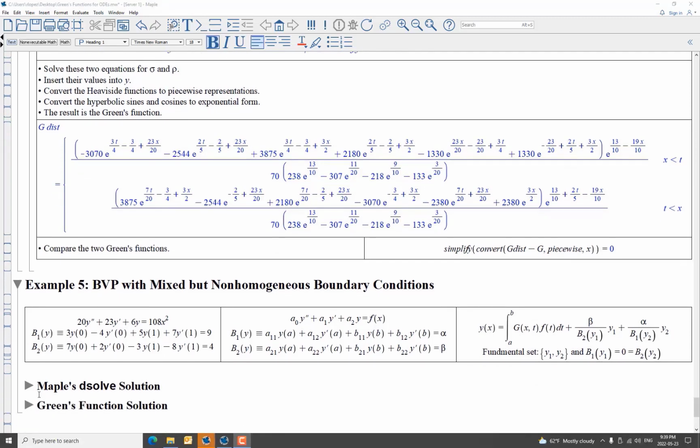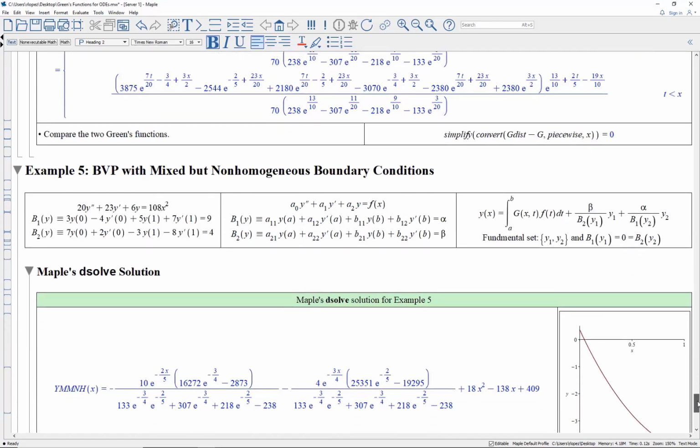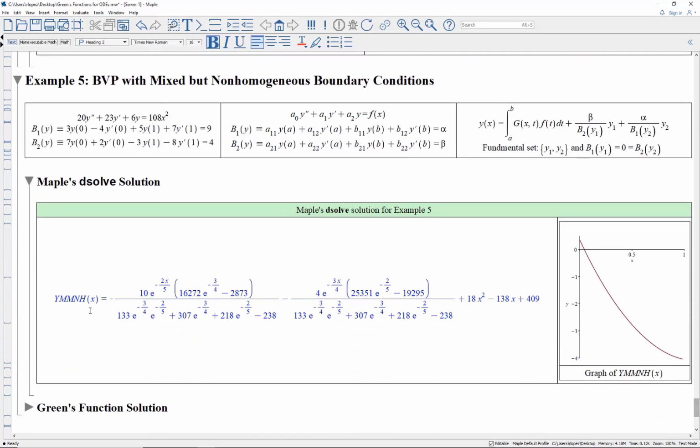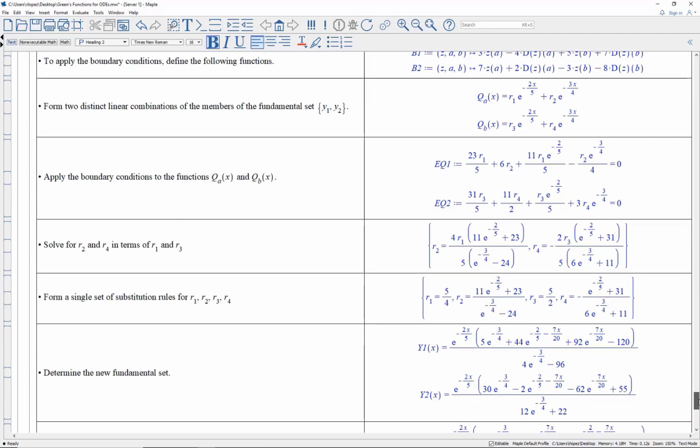Well, as before, we'll get a Maple dsolve solution just so that we have something to compare to. Y Maple, mixed, non-homogeneous. This is what the solution turns out to be. This is what its graph looks like. And then we'll see if we can get the same thing from a Green's function approach. Now let's see if we can get a solution to this problem through this Green's function approach.